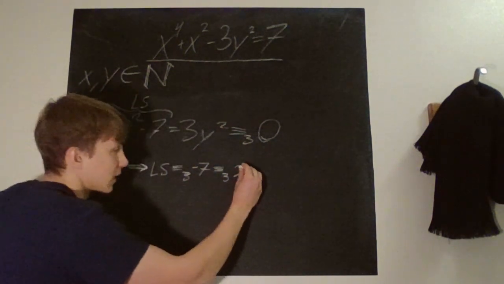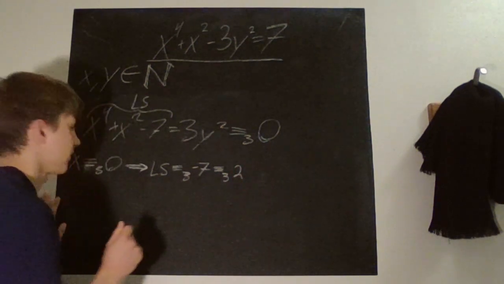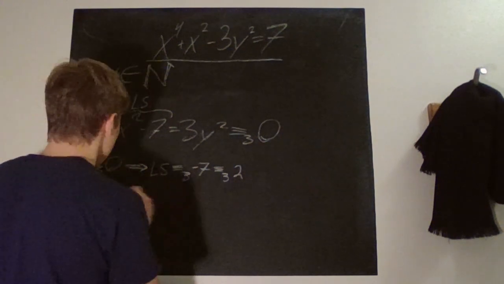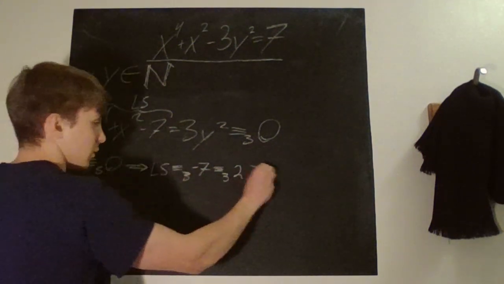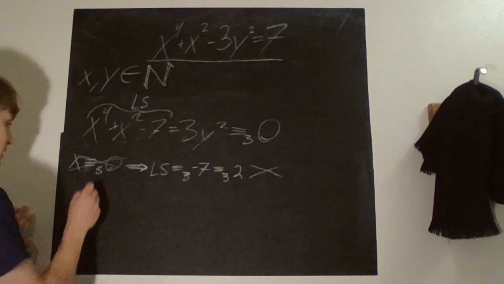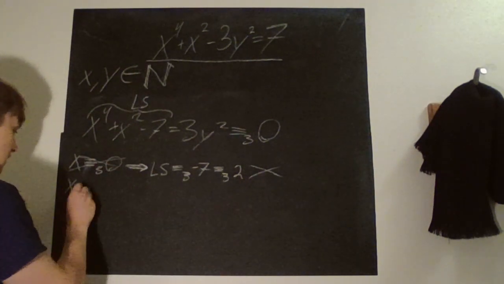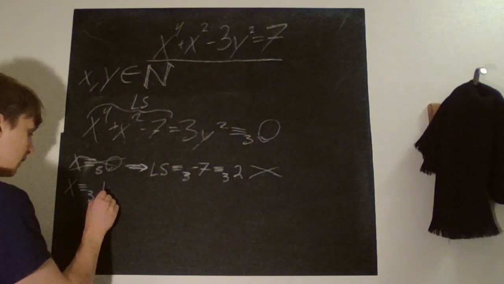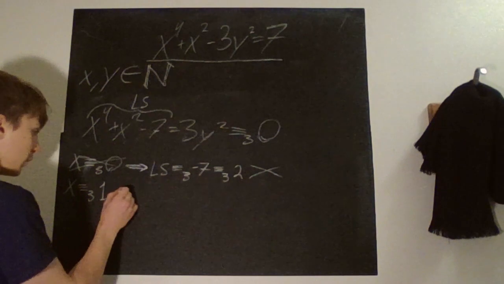Okay, so that did not make the cut. That did not work. I can just do this instead. Okay, so we have the next case. x is equal to 1 modulo 3. What does that give?